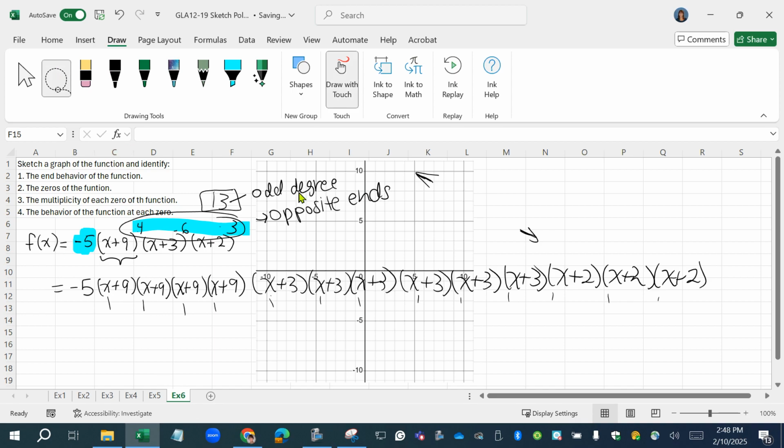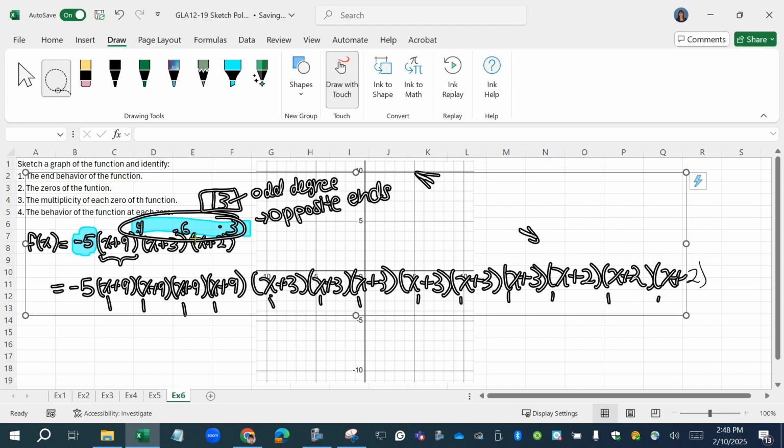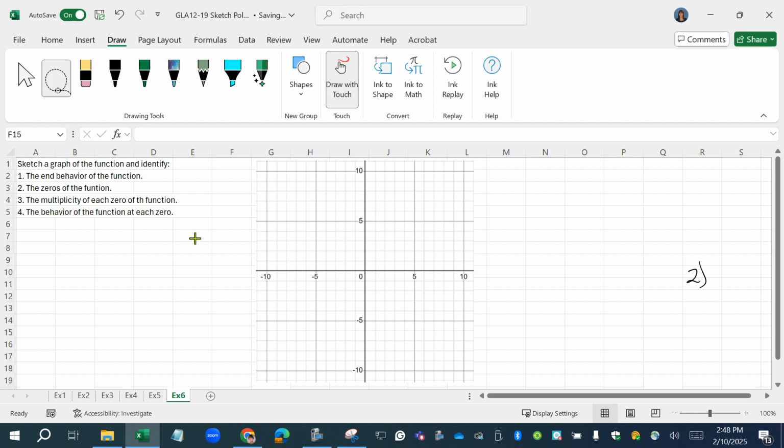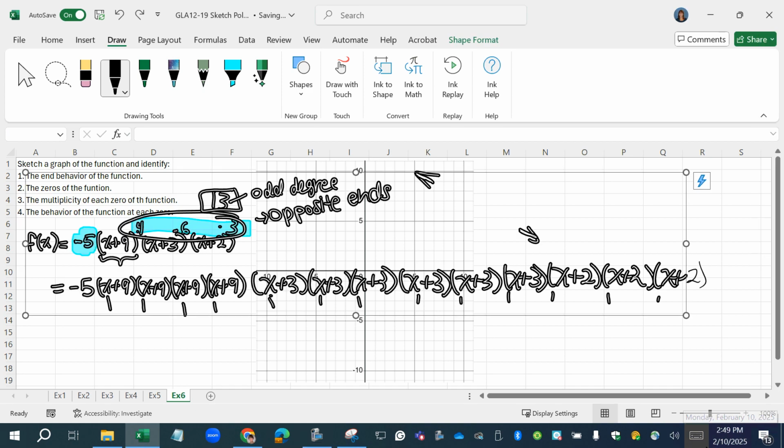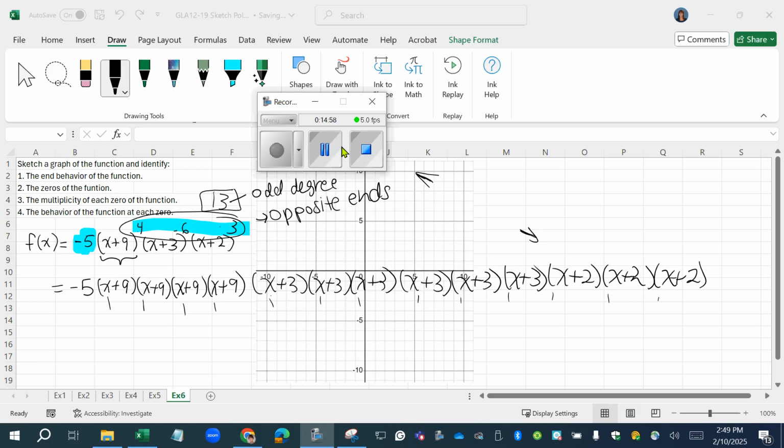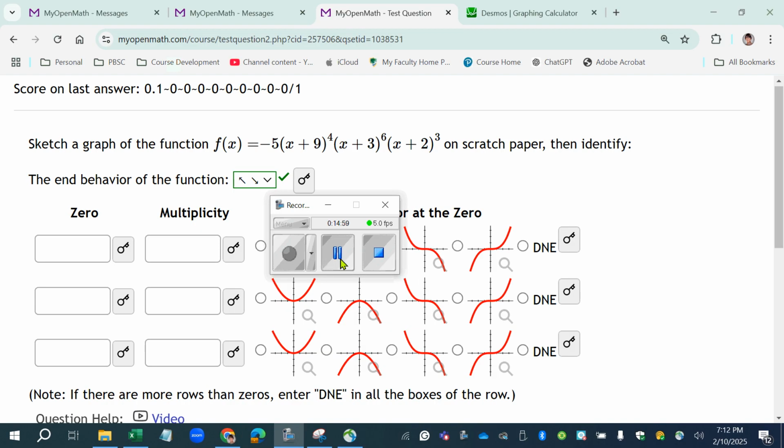Okay, so next we're going to find some more information to get more of the sketch worked out. So far I just know that my left end is down and my right end is up. Or wait, was it the other way around? Forgot what my polynomial was. Let me pause so I can clean this up without taking too much time in the recording.